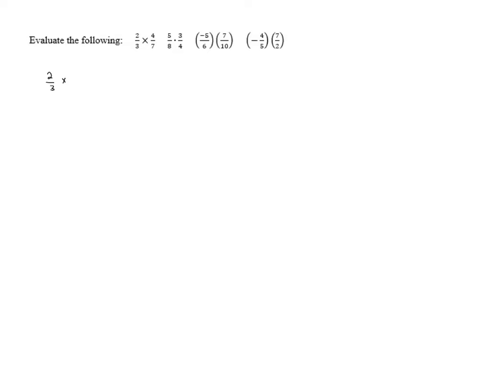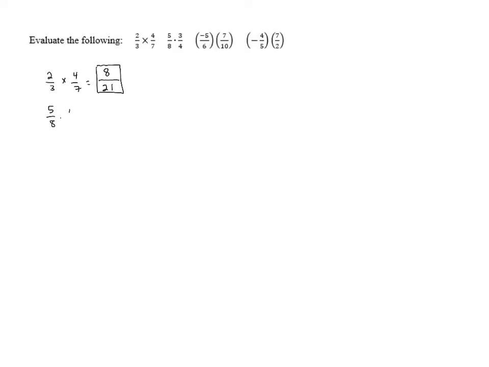We've got 2/3 times 4/7. When we multiply fractions, the rule tells us to multiply across in the numerators and to multiply across in the denominators. When we do that, we get 2 times 4, which is 8 up top, and 3 times 7, which is 21 in the bottom. So multiplying these gives us 8 over 21. That doesn't simplify at all, so that is our final answer. Not that difficult. Let's do another one.